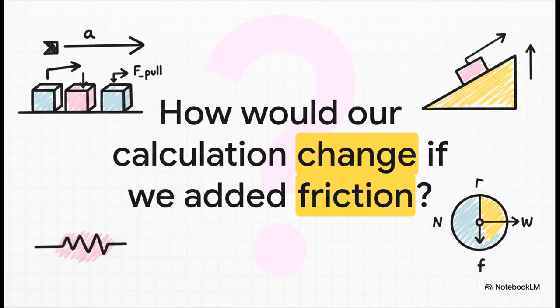But here's a little something to chew on. We did all of this assuming the surface was perfectly smooth, right? No friction. How would our entire calculation, especially that first zoom out step, change if we added friction into the mix? That's a great question to think about for next time.